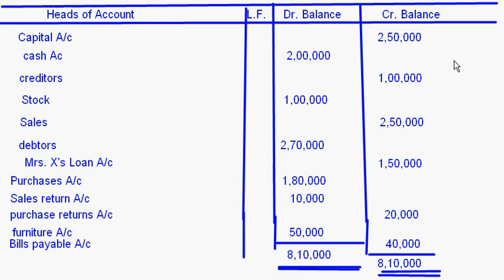We'll look at another question in which we'll be doing the ledger postings, and then from the ledger postings we will take out the balances and put them in the trial balance. That I'll take up in my next session. So in our next session of trial balance, we will do a complete question wherein with journal entries, ledger postings, and then finally preparation of trial balance. So with that, I come to the end of this session. Bye.